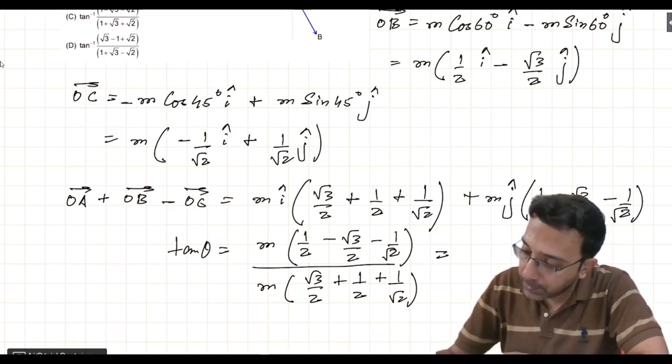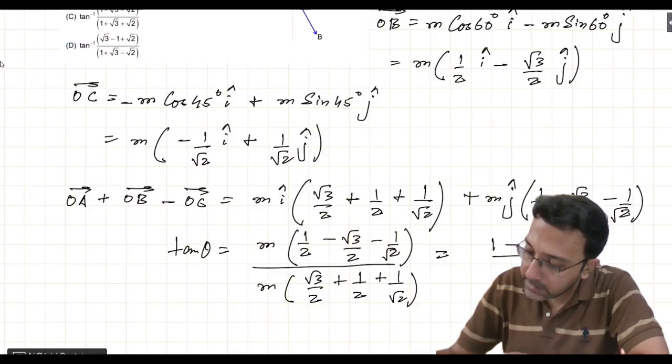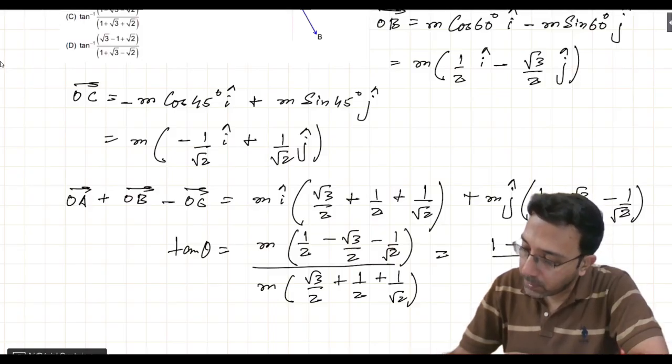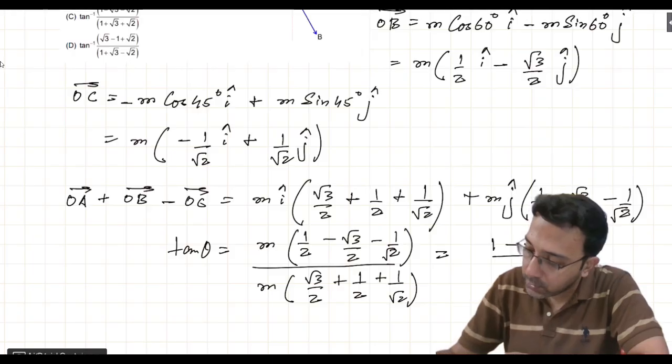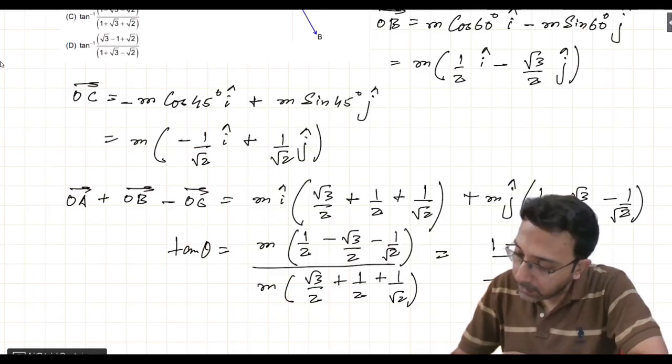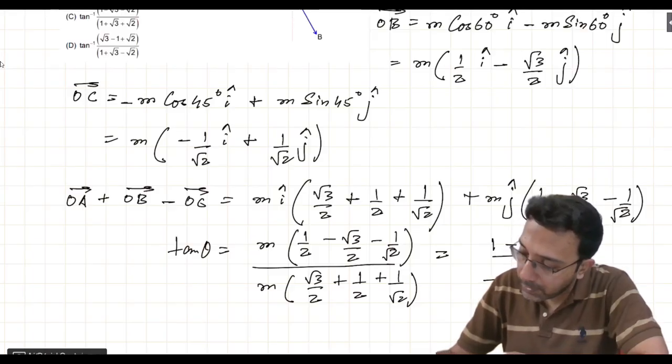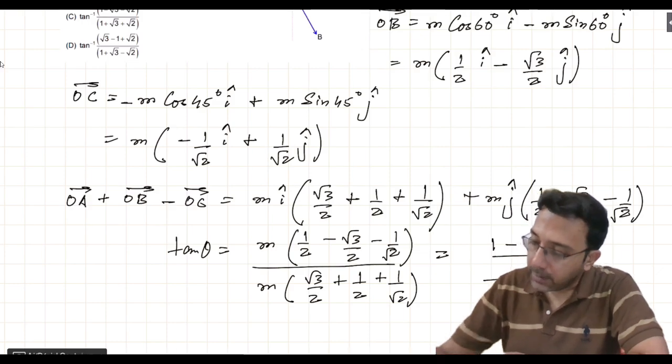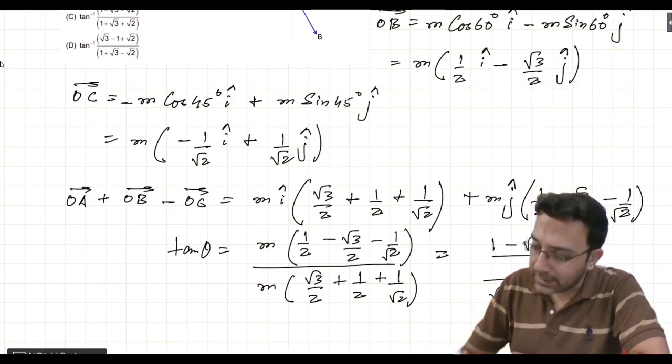So that turns out to be, if I am taking divided by 2, this is 1 minus root 3 into root 2 by root 2. So minus root 2 divided by, here also similarly, root 3 plus 1 and into root 2 by root 2 plus root 2 by 2. Okay, so you can further simplify this.